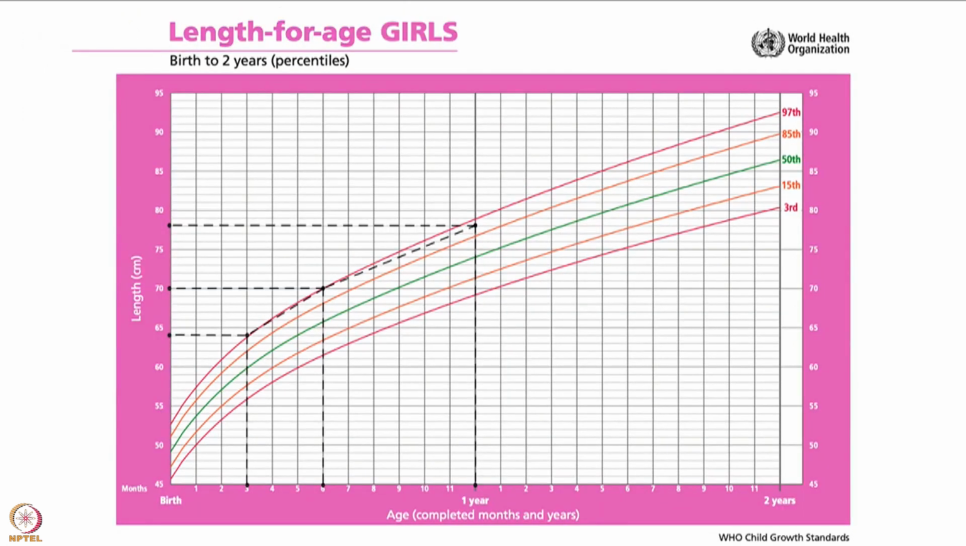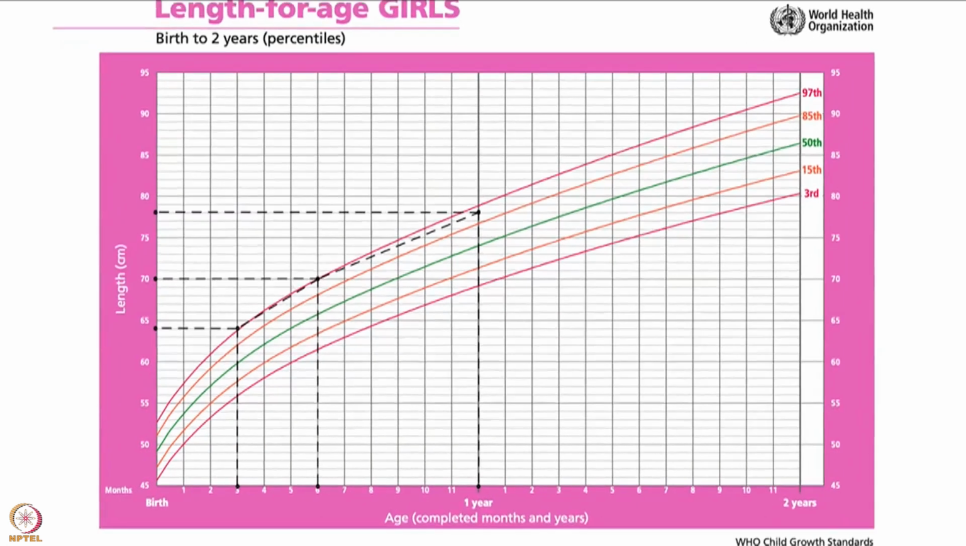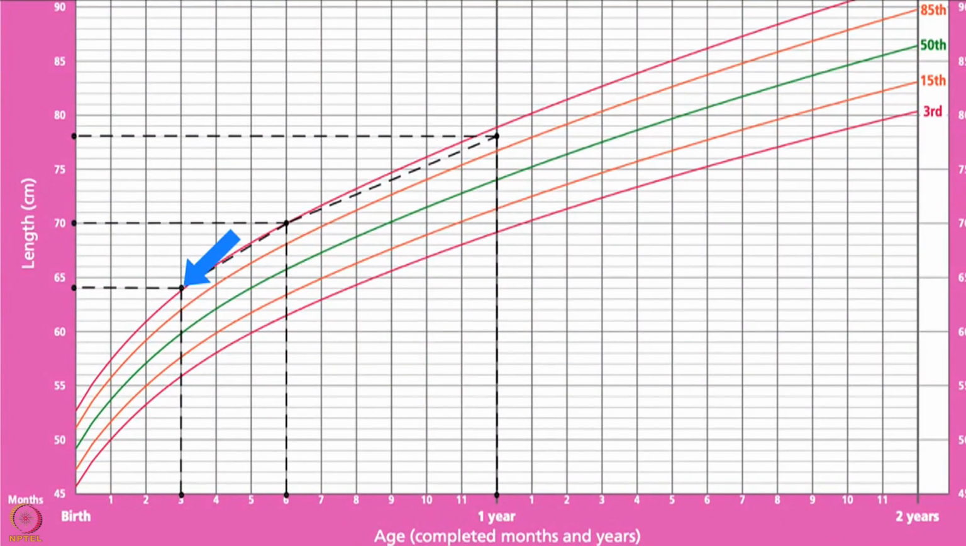Let us use an example to understand plotting on this chart. This graph shows Anita's length for age plotted 3 times over a few months. At this point, Anita was 3 months of age and 64 centimeters in length. Now, here at this point, Anita was 70 centimeters in length at 6 months of age. Finally, here at this point, she was 78 centimeters in length at 1 year of age.